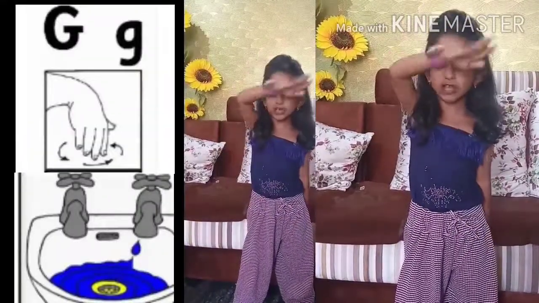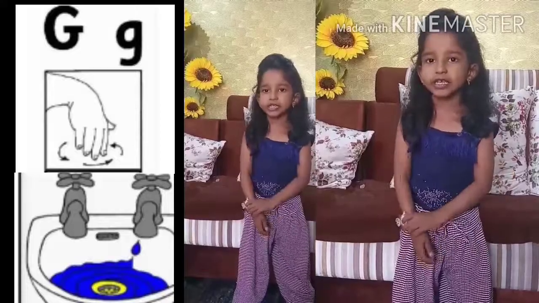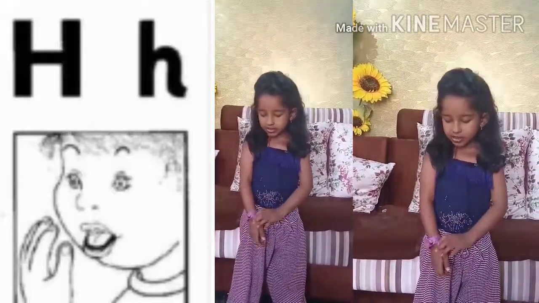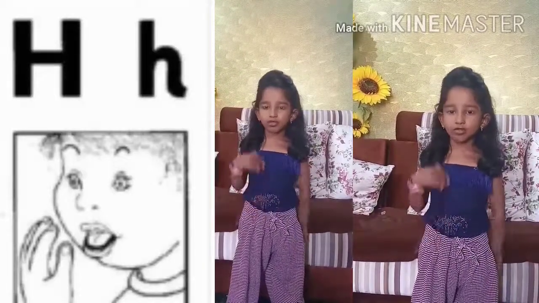G has the sound G, G, G. The action is water going down a drain. H has the sound. The action is, after running, we breathe out fast.